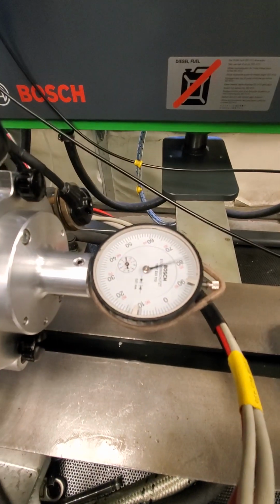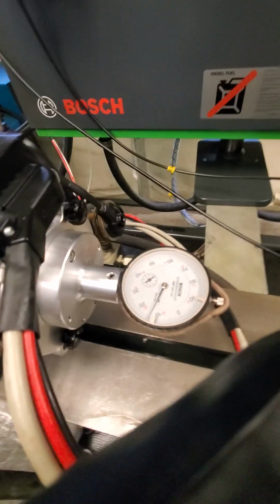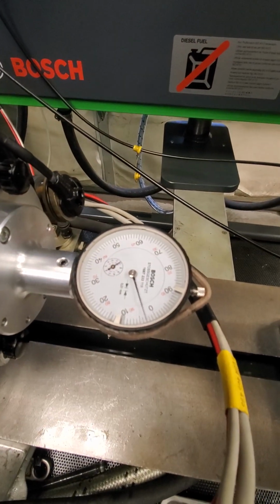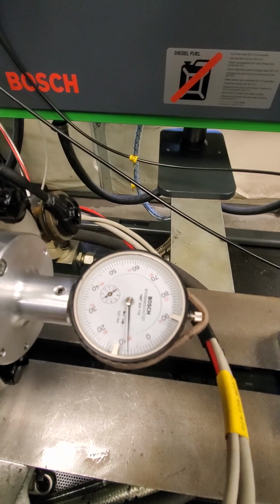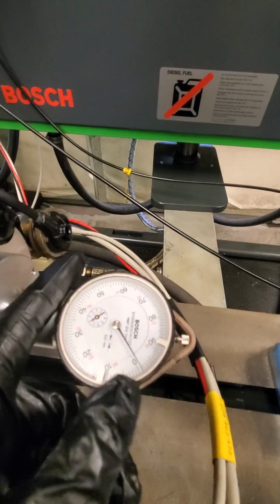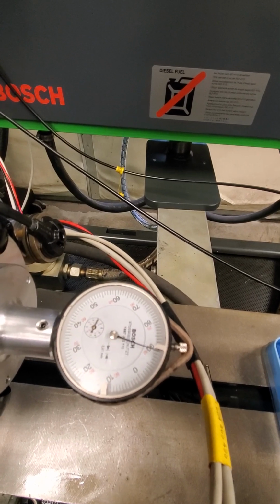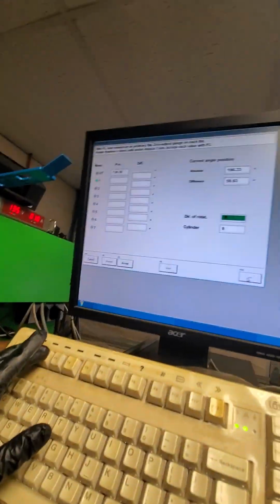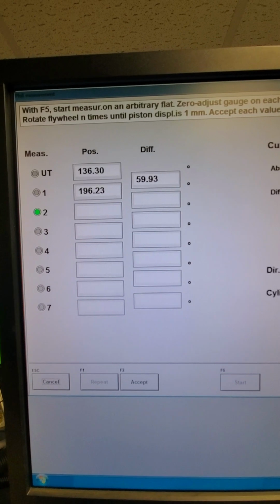And now what I have to do is keep going to the next one. I gotta zero it every time. And like that time, I went a little too far, so I'm going to go back and come back. There's my zero. 1 turn. F2. And that tells me the degrees difference between those two.